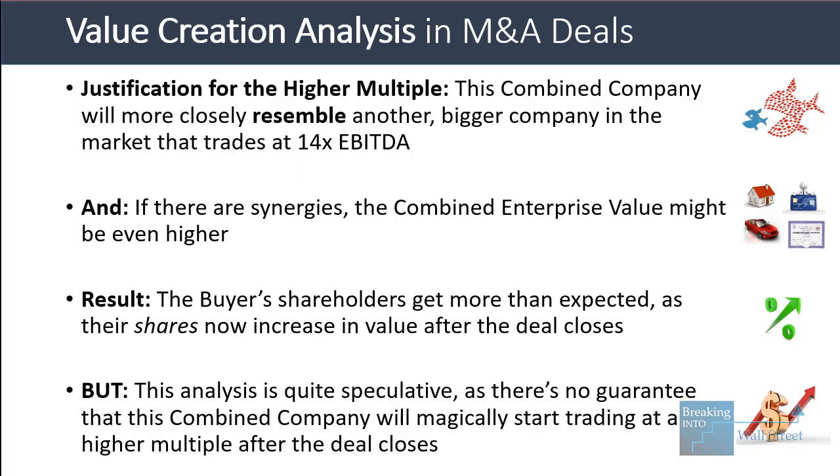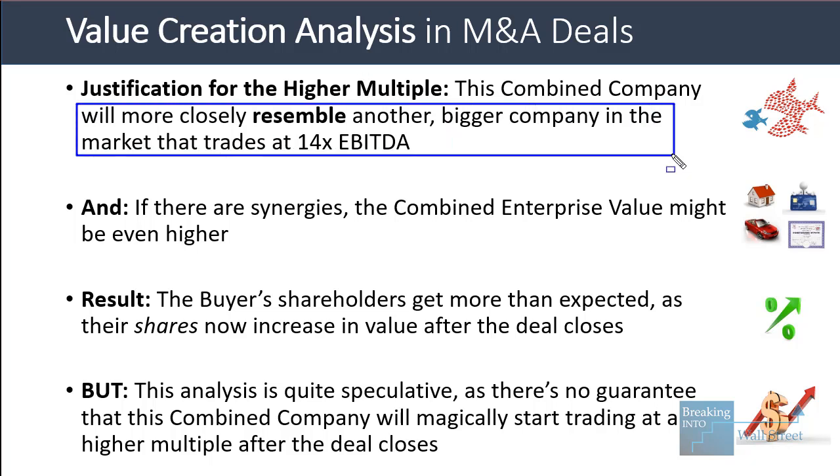Of course, this analysis is also quite speculative because there's no guarantee that this combined company will magically start trading at a higher multiple after the deal closes. Maybe the buyer and seller think that they resemble this other bigger company in the market, but the market disagrees. And so maybe the combined company actually just trades at a normal 10 or 12x EBITDA multiple, the same as the standalone companies.